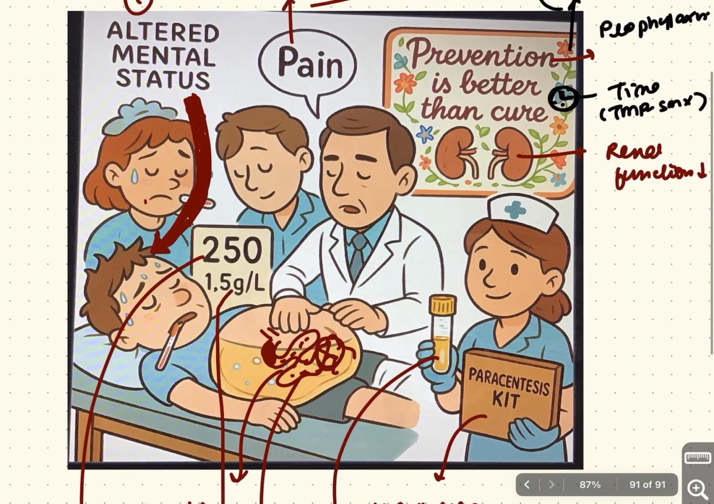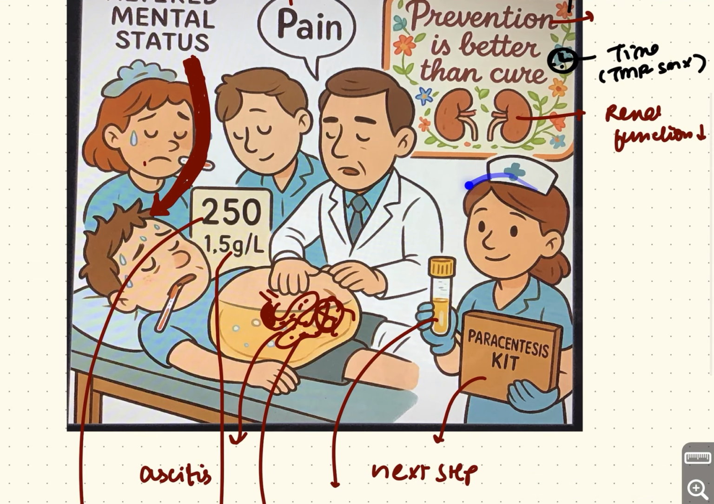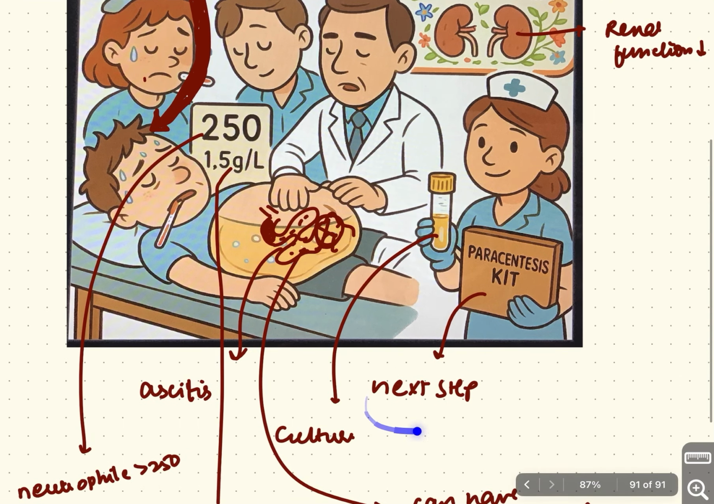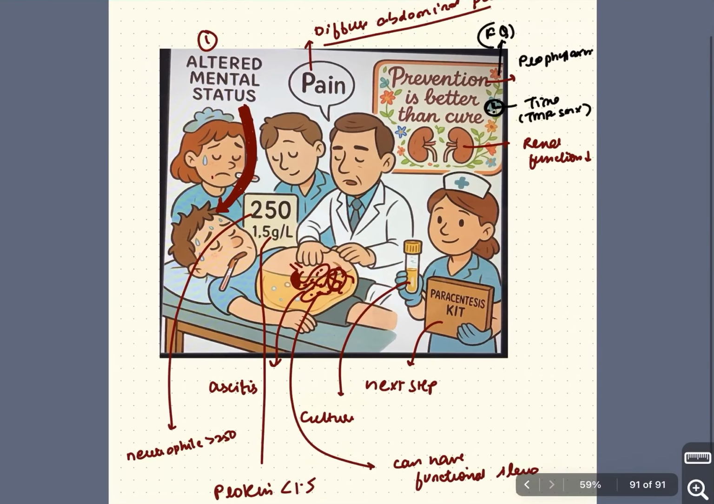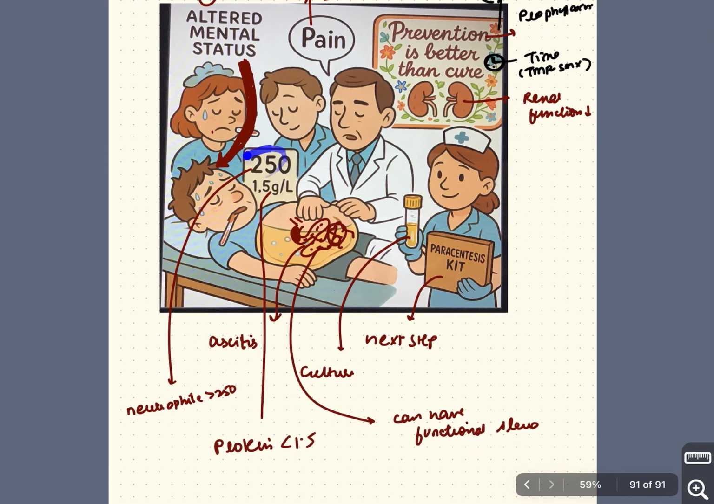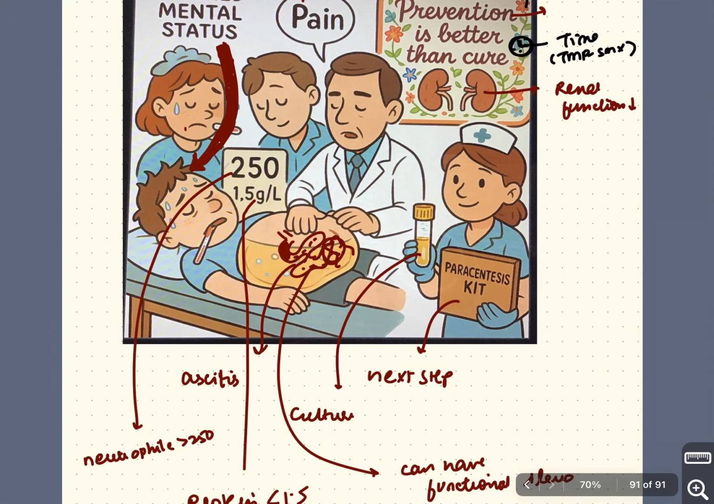Then I've shown there is this nurse who's holding a board with 250 and 1.5. You can see this nurse is smiling and holding the paracentesis kit. That is the next step: you do paracentesis, and she's also ready for the culture here. So what does this show? Remember, the neutrophil count is more than 250, that's what we discussed, and protein is less than 1.5. These two values are already given here.